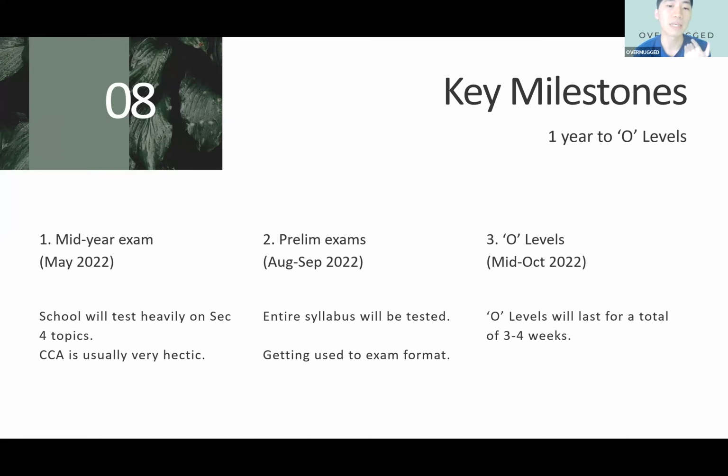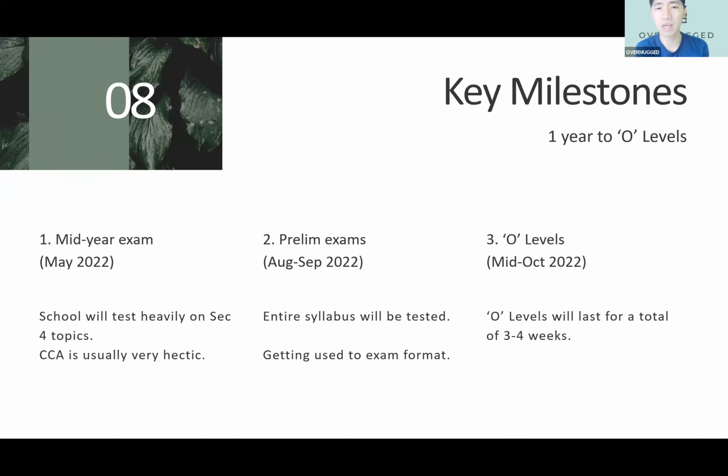Prelims will usually be in late August, early September. So normally June holiday is the period whereby you have to heavily prepare for prelims, right? And this is a time whereby doing more prelim papers would really help you perform well and get used to the entire exam format. By mid-year, maybe they still don't make you sit for the full paper. It will be a truncated version.